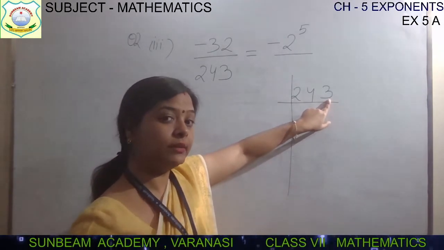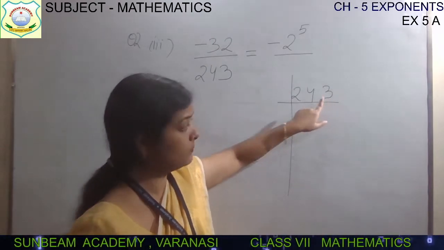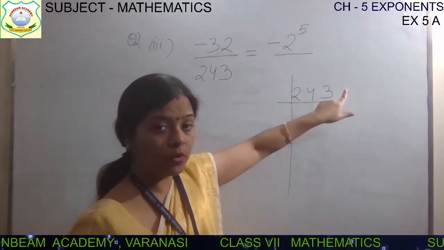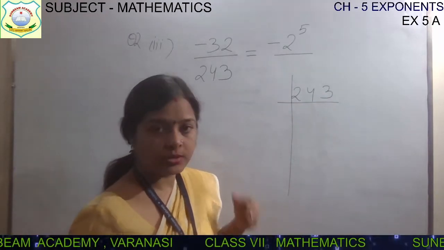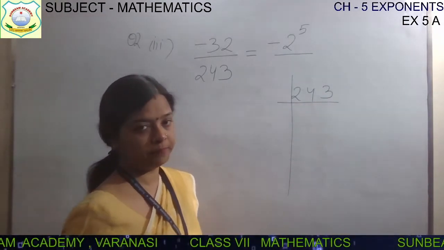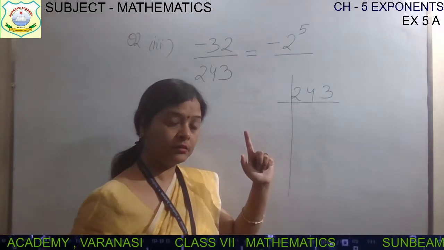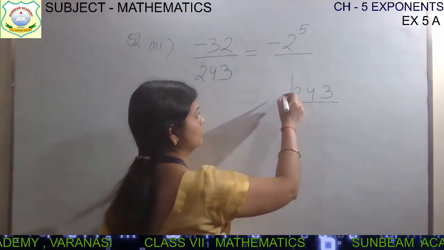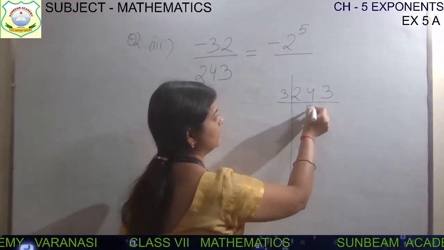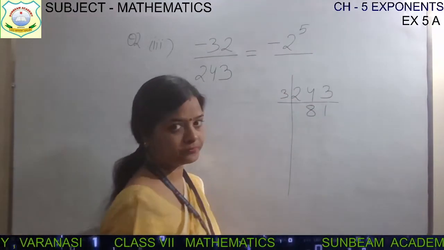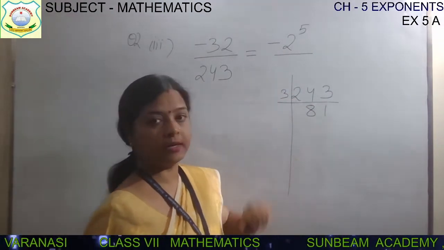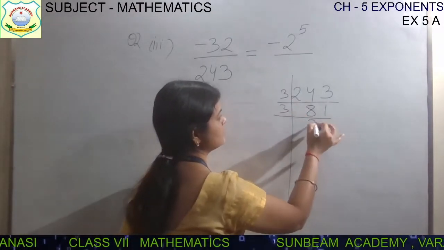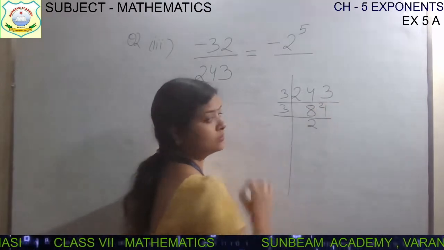So let's see whether it will be divided by 3 or not. 2 plus 4, 6 plus 3, 9. The sum of all 3 digits is 9, so yes, it can be divided by 3. I am using class 6 divisibility rule, if you remember it. So 3 eights are 24 and 3 ones are 3. 8 plus 1, 9. Again it will be divided by 3. So 3 twos are 6, 2 is left.